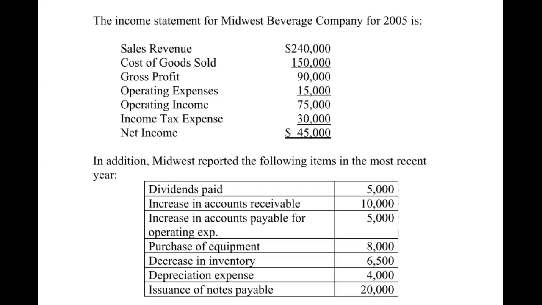Once again, remember the direct method only matters when we're distinguishing between direct and indirect. We're only distinguishing between the operating sections. The investing and financing sections are the exact same.